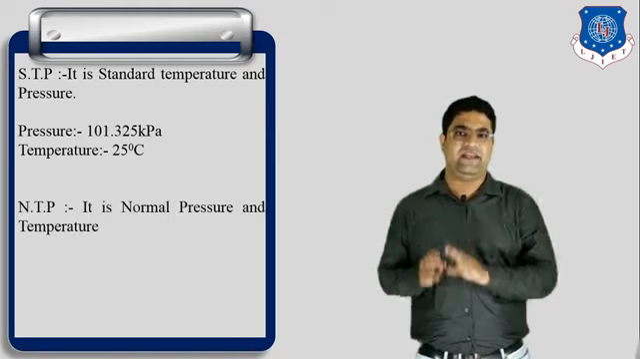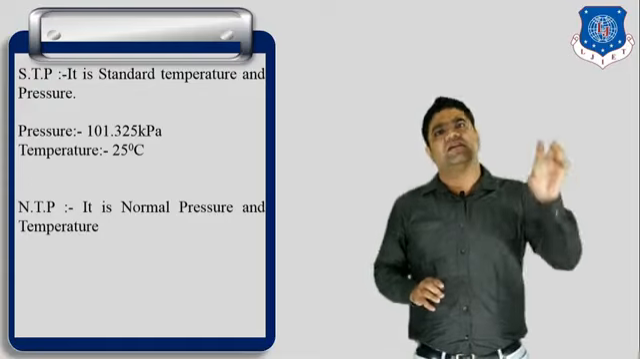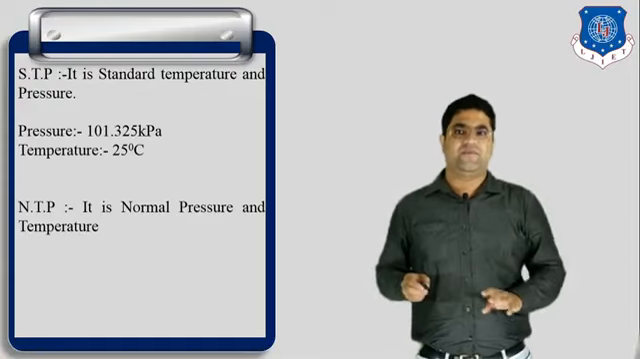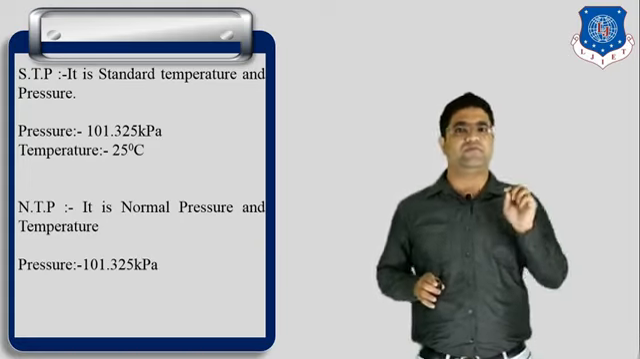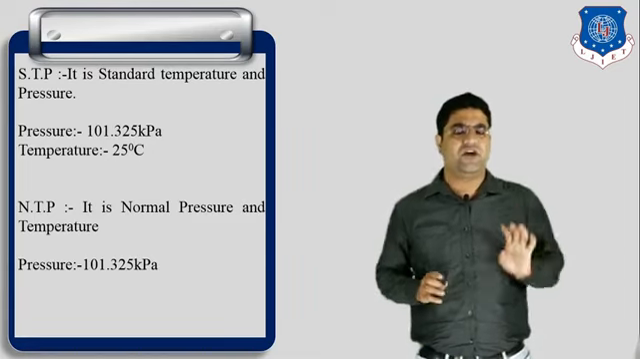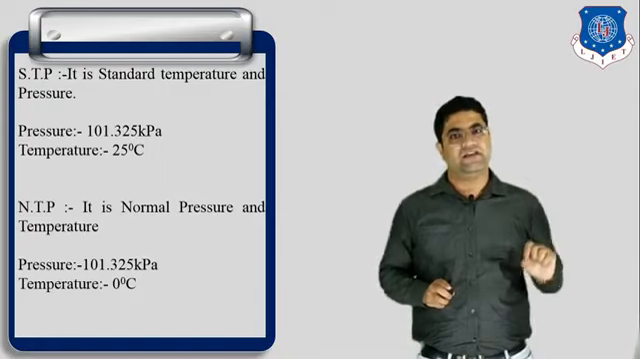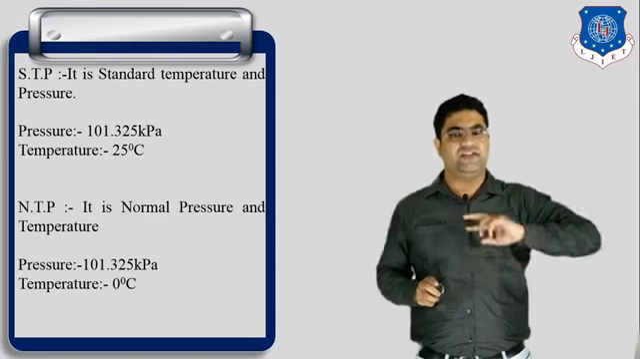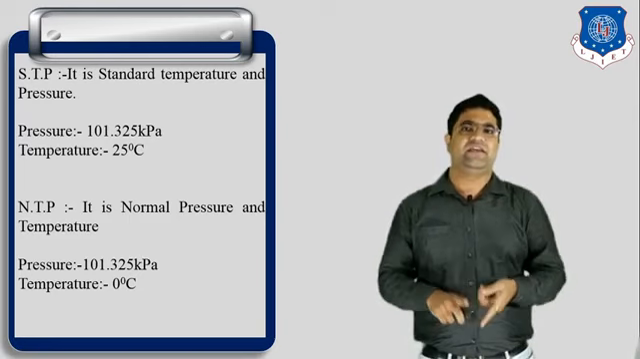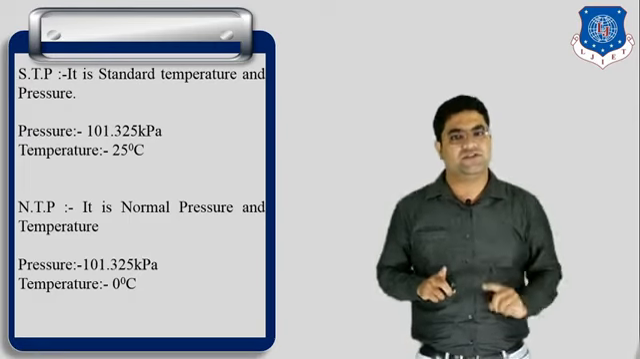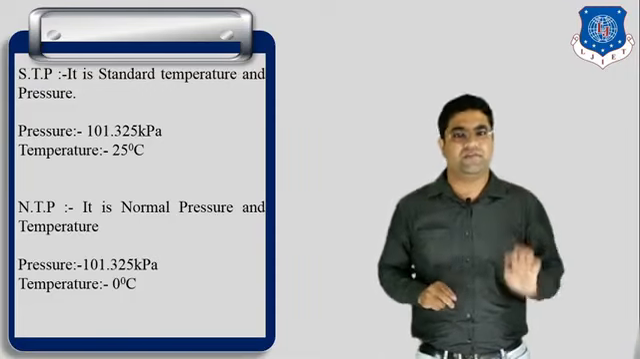Okay, now second is the NTP. NTP is the normal temperature and pressure, and for the NTP condition we take some constant value of pressure and temperature. For the NTP, the value of pressure is the same as STP, that is 101.325 kilopascal or 1 atmospheric pressure, and the temperature value is changed. The temperature value is 0 degrees Celsius. So here the value of temperature is changing compared to STP. In the STP the temperature is 25 degrees Celsius, and in the NTP the temperature is 0 degrees Celsius, but the pressure remains the same, that is 1 atmospheric pressure.